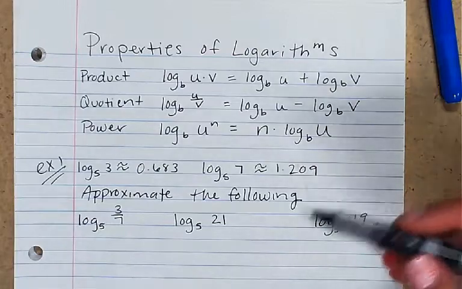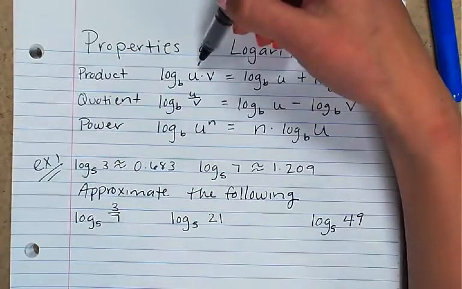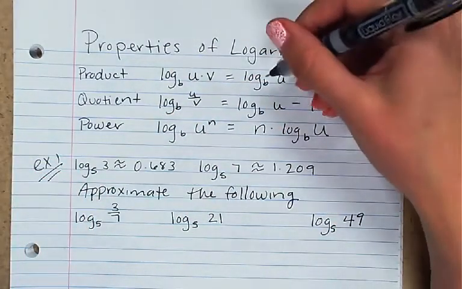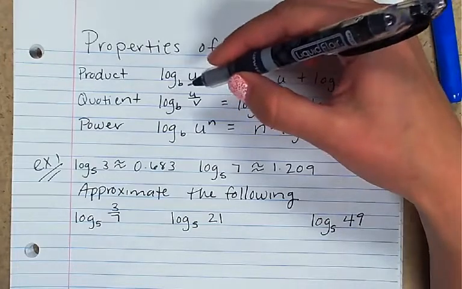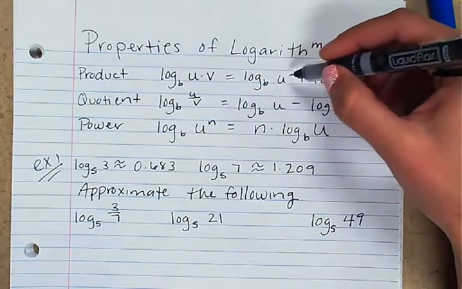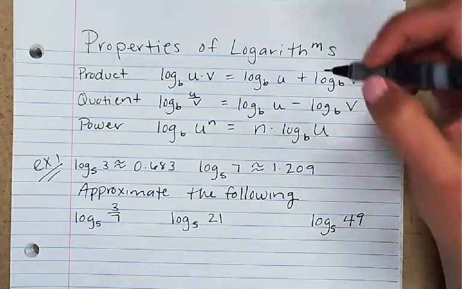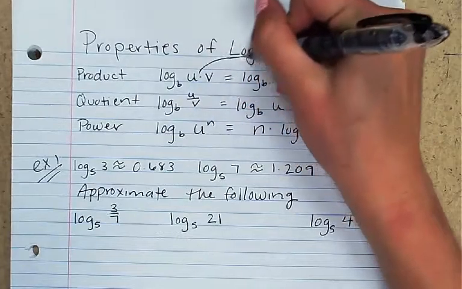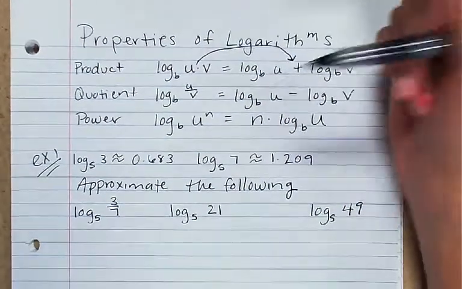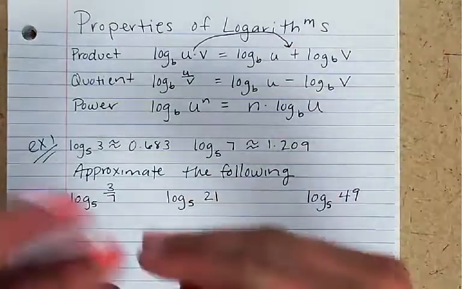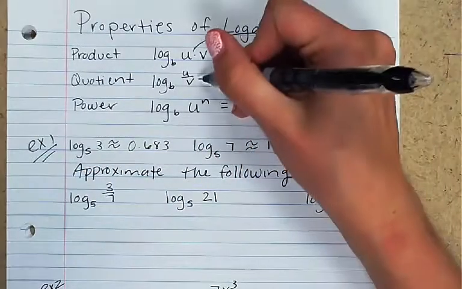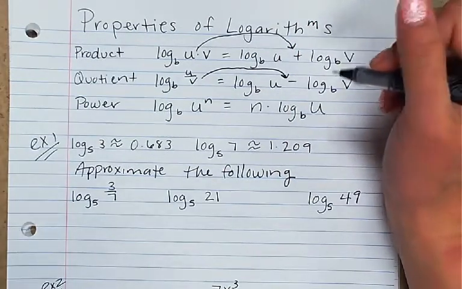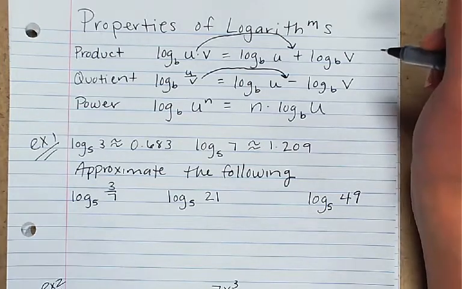If I have log of some base and then a value here that's being multiplied, we can split it up into two separate logs of what we're multiplying. So log base b of u times v is log base b of u plus log base b of v. Basically, if we're spreading it out, the multiplication changes to addition. When you're dividing, it's very similar. You can spread it out into two separate logs, but the division goes with subtraction. So multiply goes with addition, division goes with subtraction.